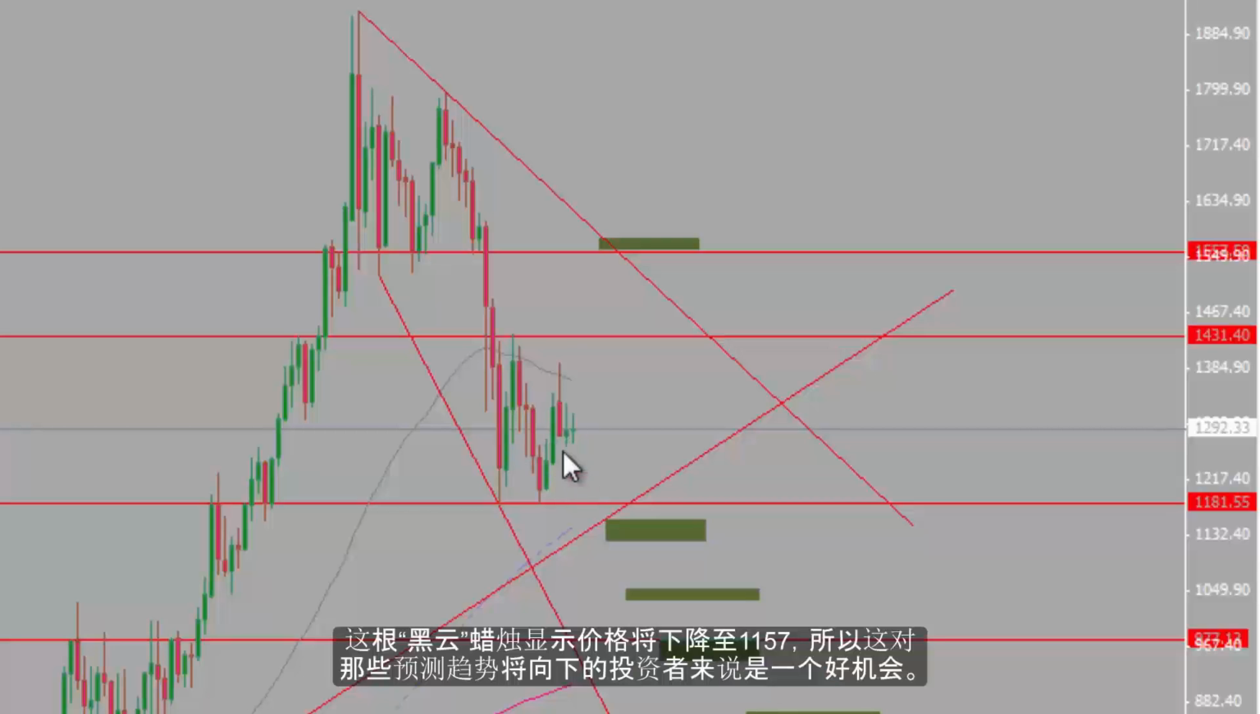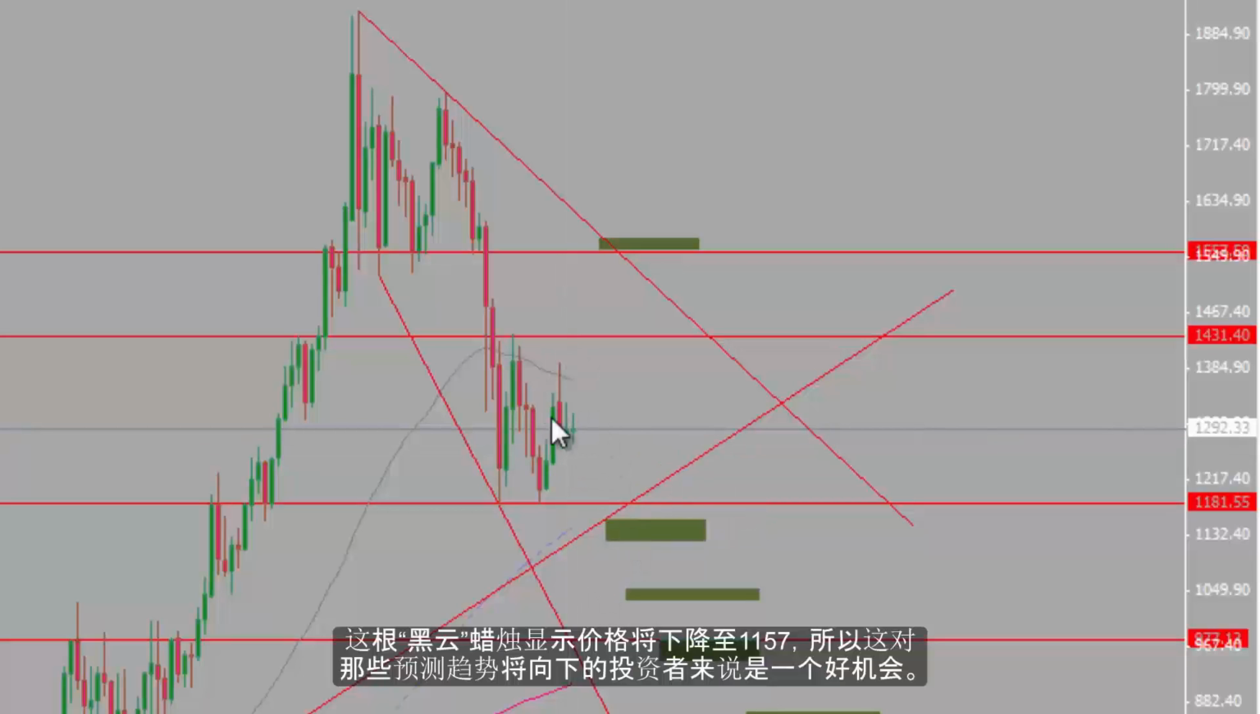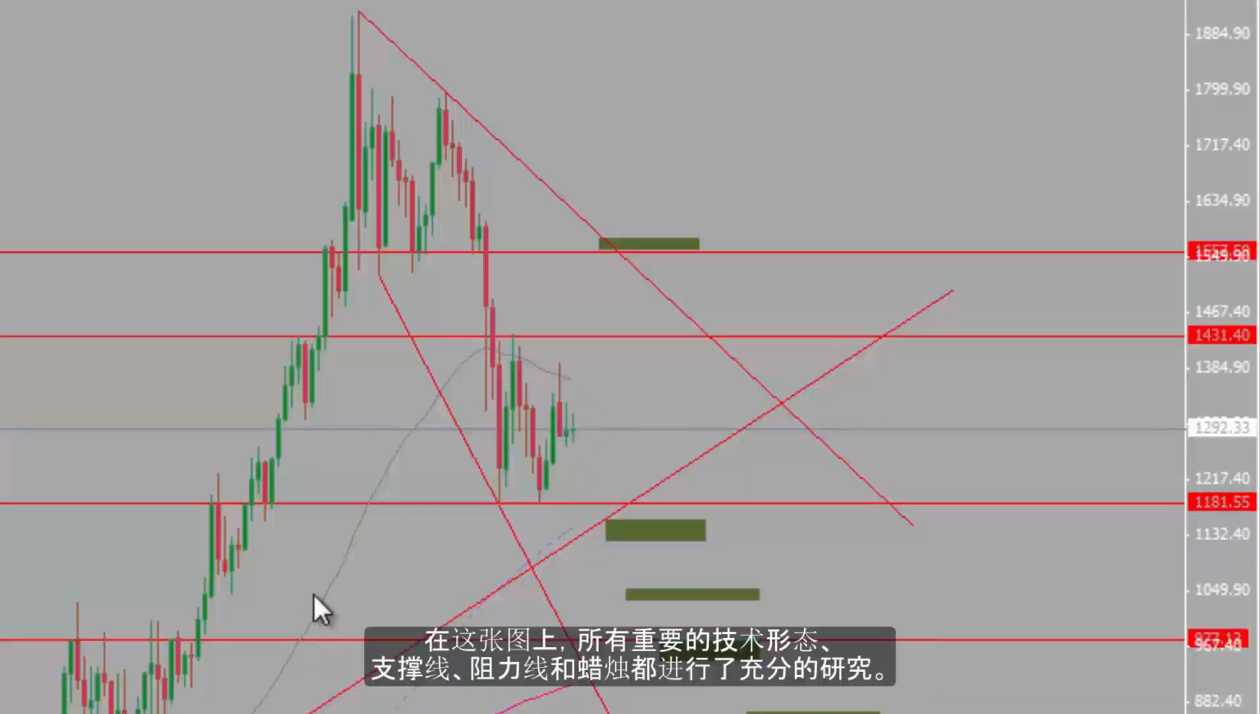The dark cloud shows that the price will decline to 1157, and it is a good opportunity for those traders who speculate a downward trend. In this chart, all important patterns, support, resistance and candles of both sides are studied thoroughly.